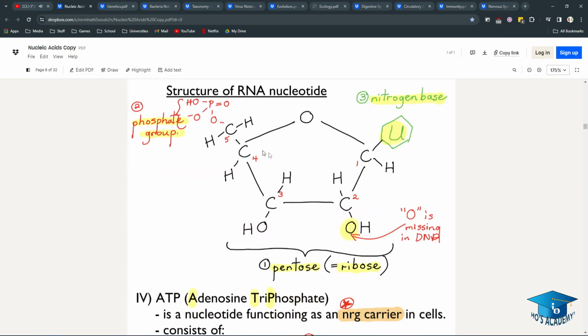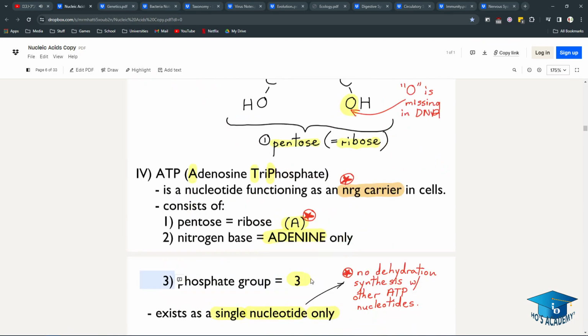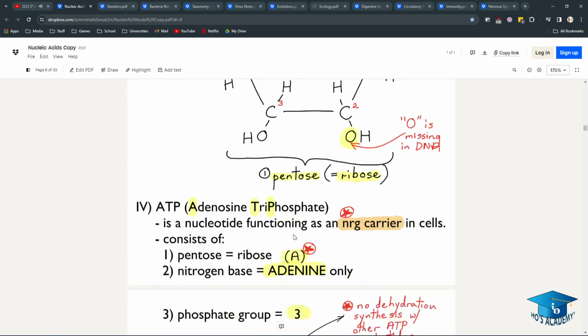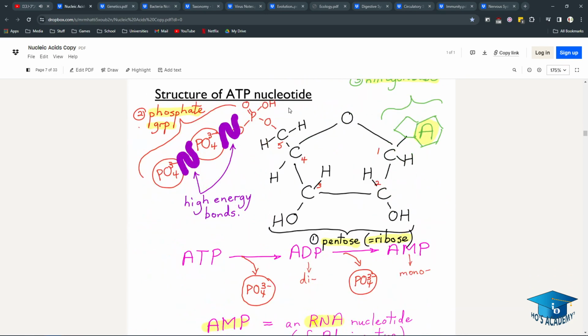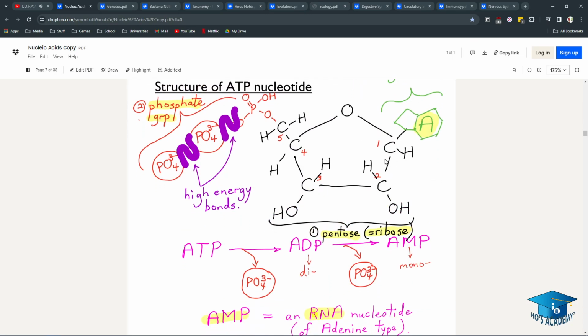So you'll notice it's pretty much the exact same as an RNA nucleotide, except there are 3 phosphate groups. And it exists as a single nucleotide only, meaning that no ATPs will be dehydration synthesized with each other. So this is how it's depicted, exact same as an RNA nucleotide, except this phosphate group has 3 phosphates here instead of 1, and you must only have the adenine nitrogen base.